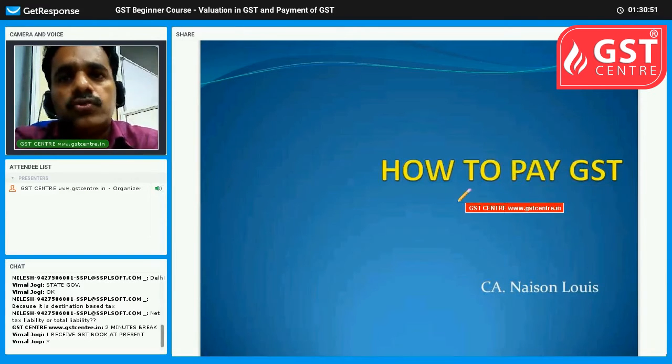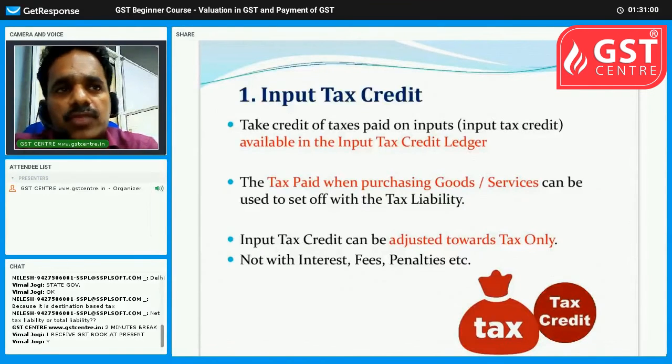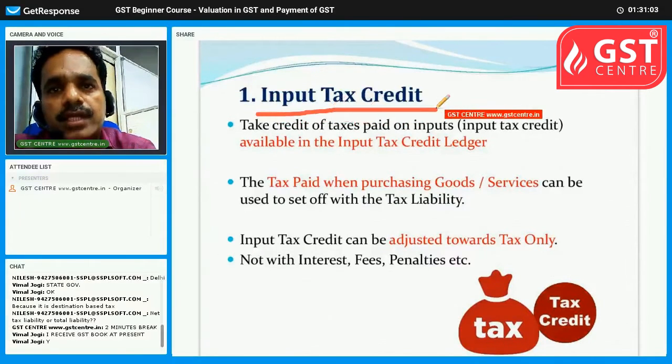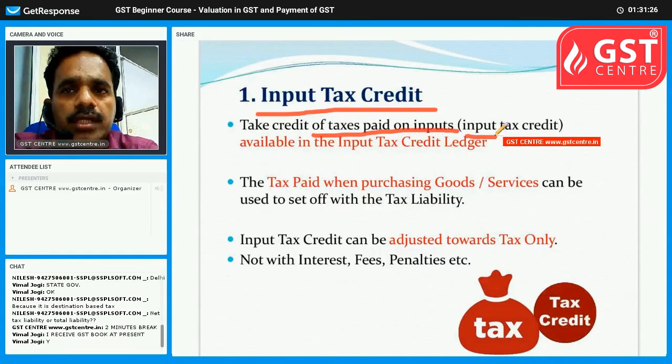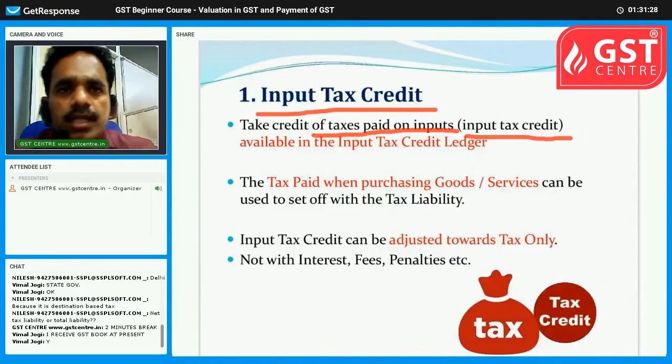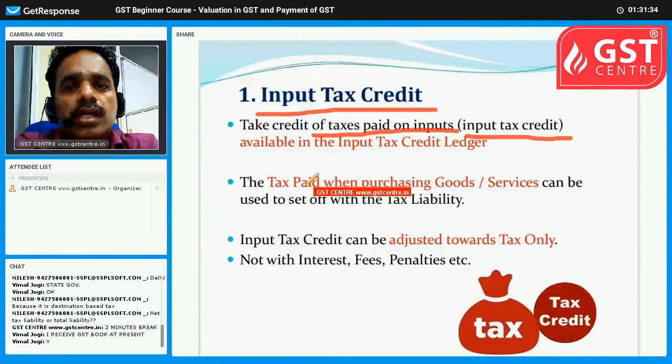Now let us look at how to pay GST. How can we pay GST? The first payment mode is input tax credit. What is input tax credit? That is taxes paid on inputs. What are inputs? The goods or services which we have consumed or purchased for doing business are called inputs. While buying any such inputs, if we have paid any GST, that is called input tax credit, and that can be availed. That can be deducted from our GST liability.